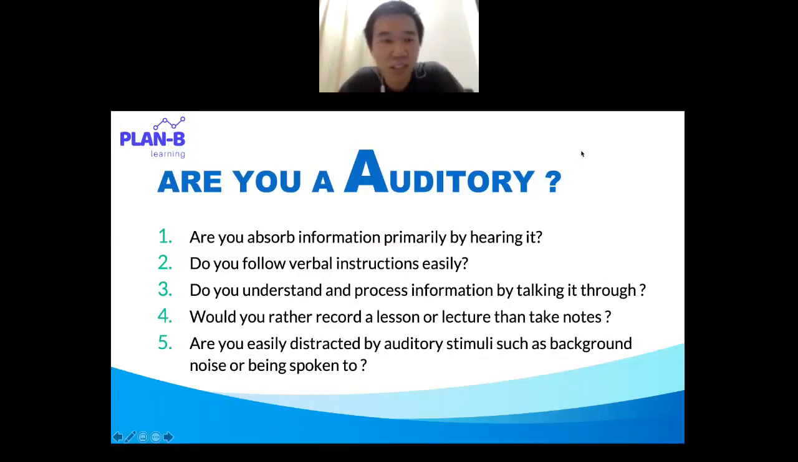Second one. Do you follow verbal instructions easily? If you are type 2. Good. Do you understand and process information by just talking through it? For example, if you are reading a book and you read it out loud, you usually understand and remember faster. If you are type 3.